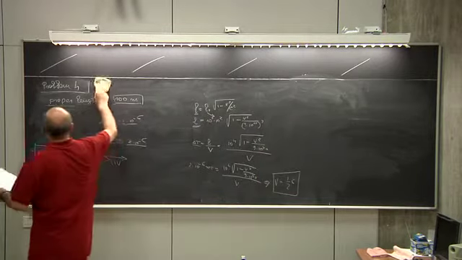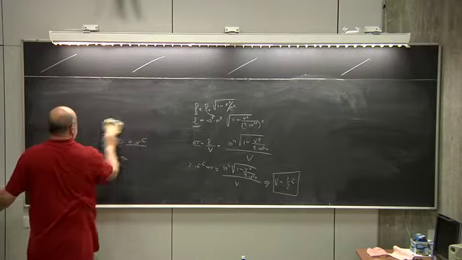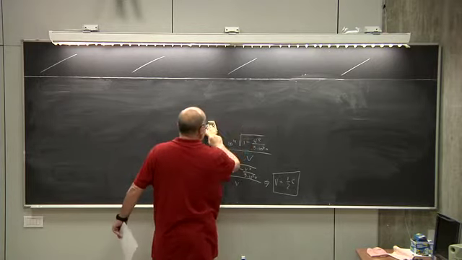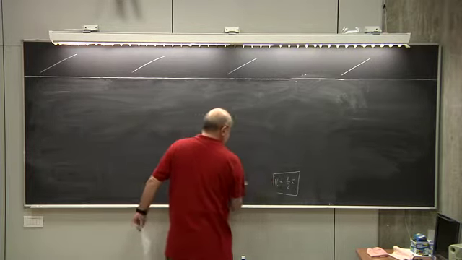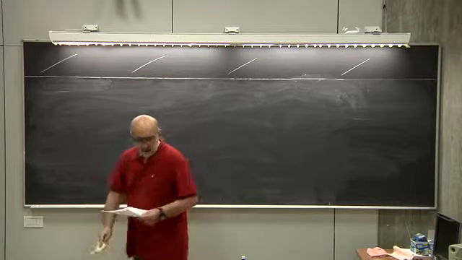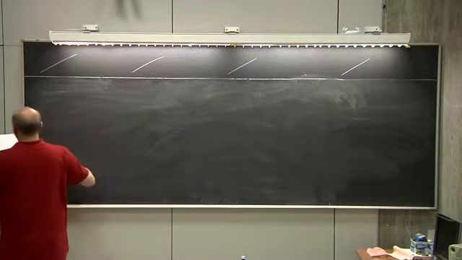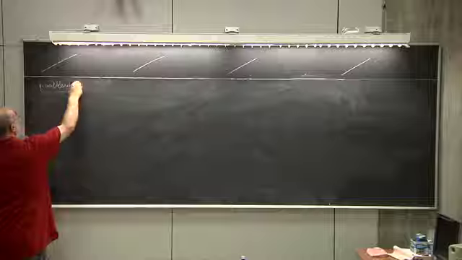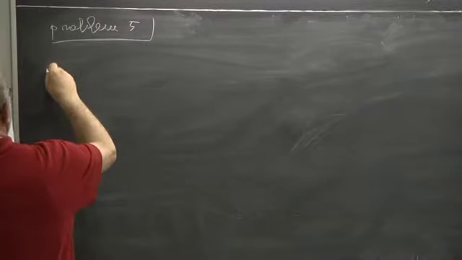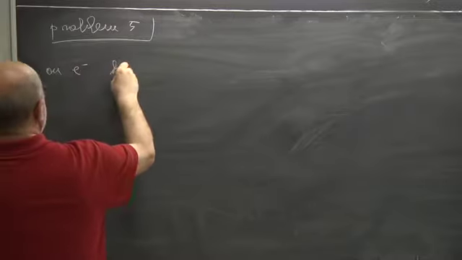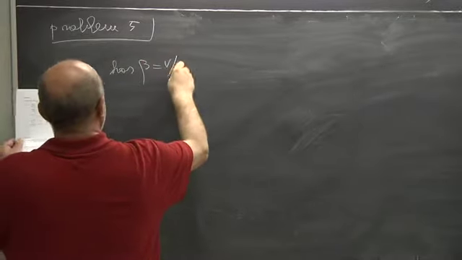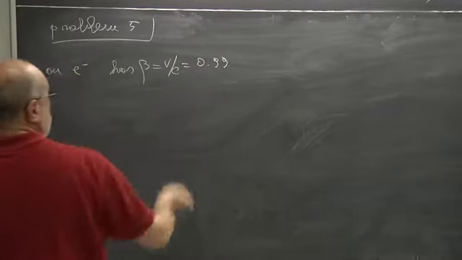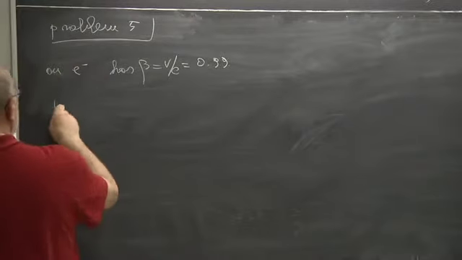Okay. Problem 5. This problem 5 is on the last part of last lecture that was on the energy concepts. Last time we talked about the total energy of a system. So the problem is problem 5. An electron has a beta that is v over c of 0.99. This is a number, you know, because it's a ratio of two velocities. They want to know the kinetic energy.